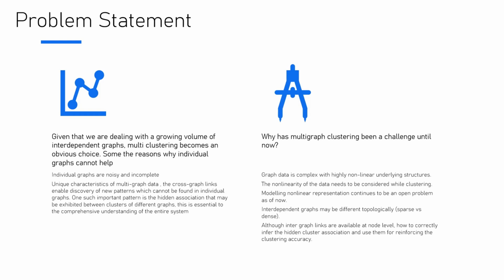Basically, interdependent graphs may differ topologically, sparse versus dense. And although inter-graph links are available at a node level, the question is how to correctly infer the hidden cluster association and use it for reinforcing the clustering accuracy.